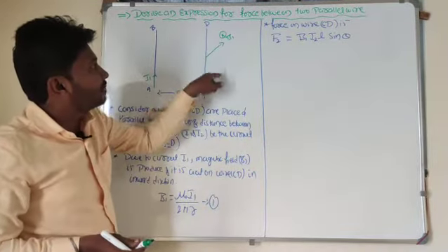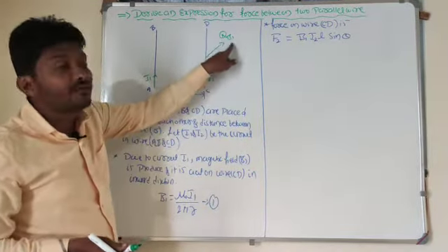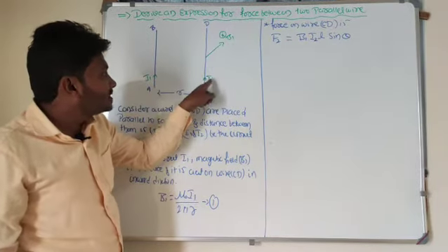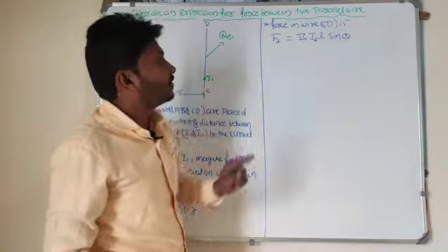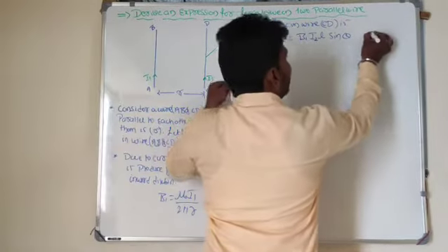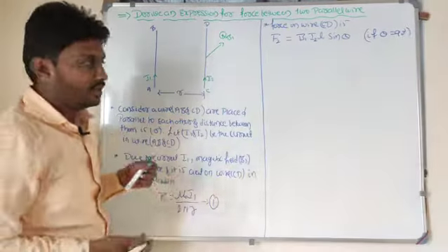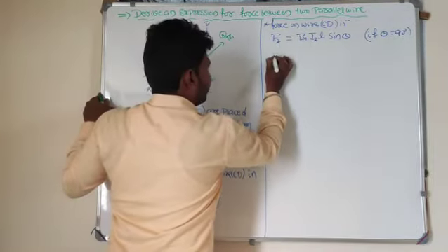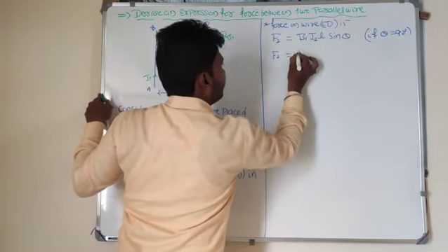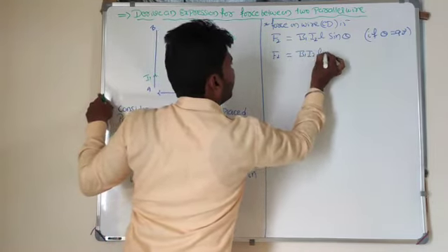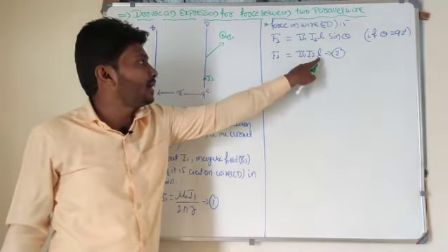On the wire CD, I am calculating the force on the wire CD. That force is F2. The magnetic field acting is B1, and the current flowing is I2. So if theta is equal to 90 degrees, sin 90 means 1, so F2 is equal to B1 into I2 into L. I got the force acting on the second wire.